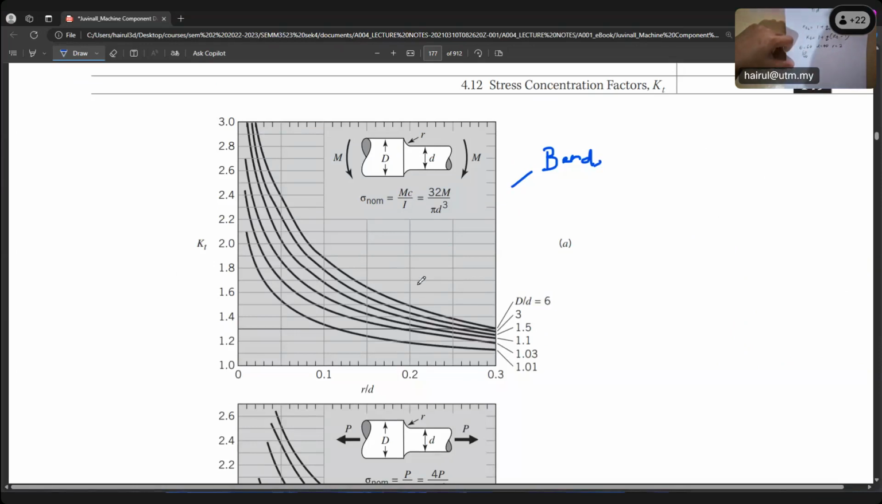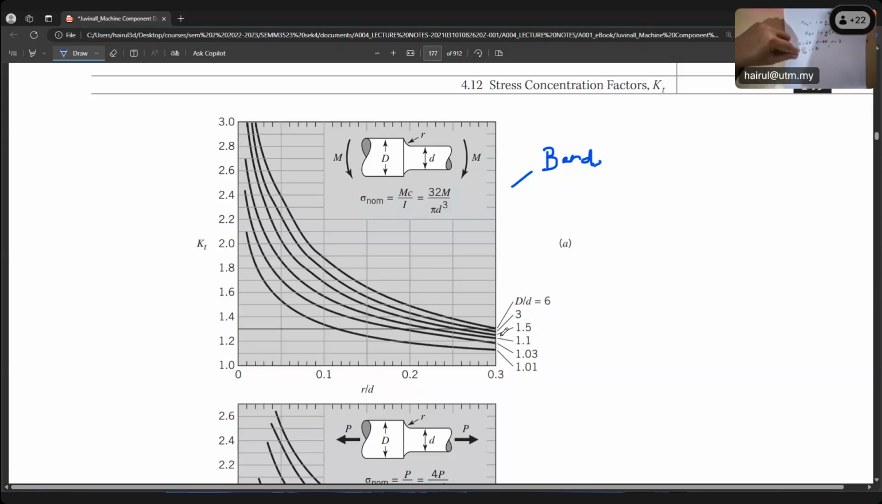So if you look on this distribution, can you see we have a lot of lines here. This is based on the ratio of D over d. 60 over 40, what is the ratio? 1.25? No, 1.5. Oh, sorry. 1.5, right? Okay. 60 over 40 is 1.5.